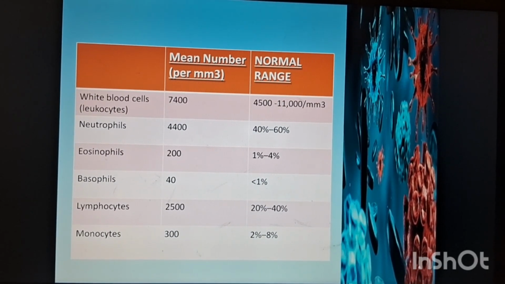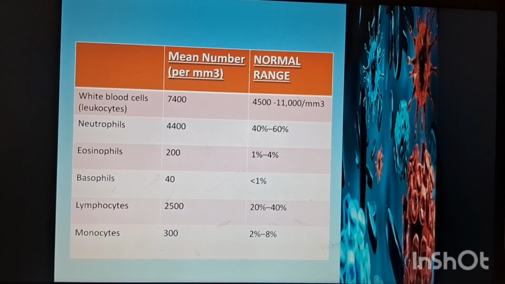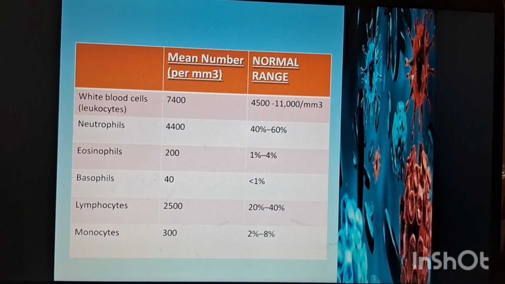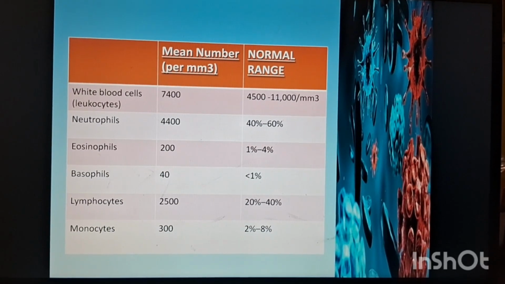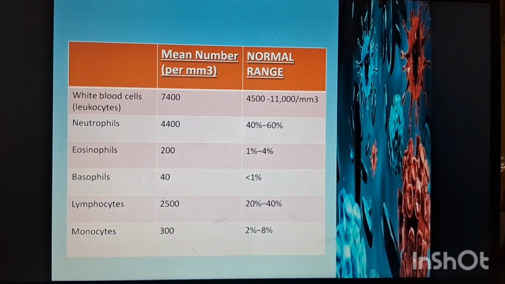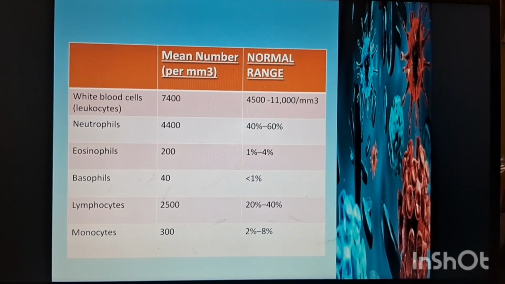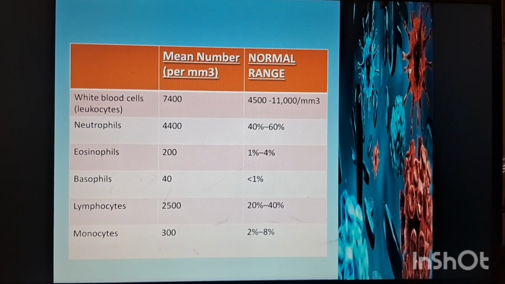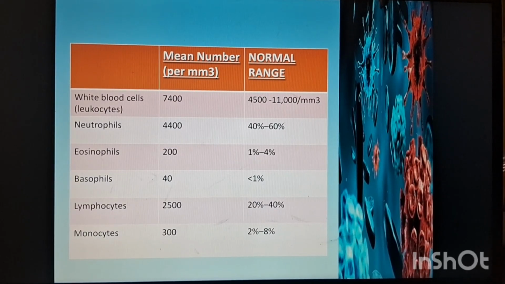First is white blood cells. Mean number is 7,400 and normal range 4,500 to 11,000 per cubic millimeter. Next, neutrophils. Mean number 4,400 and normal range 40 to 60%. Next, eosinophils. Mean number 200 and normal range 1% to 4%.